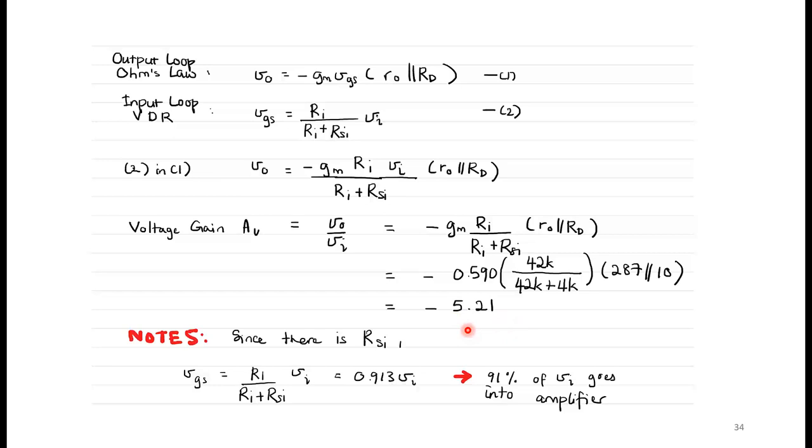So why are we doing this example? It's the same as the previous example, except that in this example there is RSI. And since there is RSI, there is a voltage divider rule for VGS. VGS does not get all of Vin. VGS gets only a portion of Vin, which is 0.913, so about 91% of Vin. The rest of it goes to RSI because there is a value for RSI.